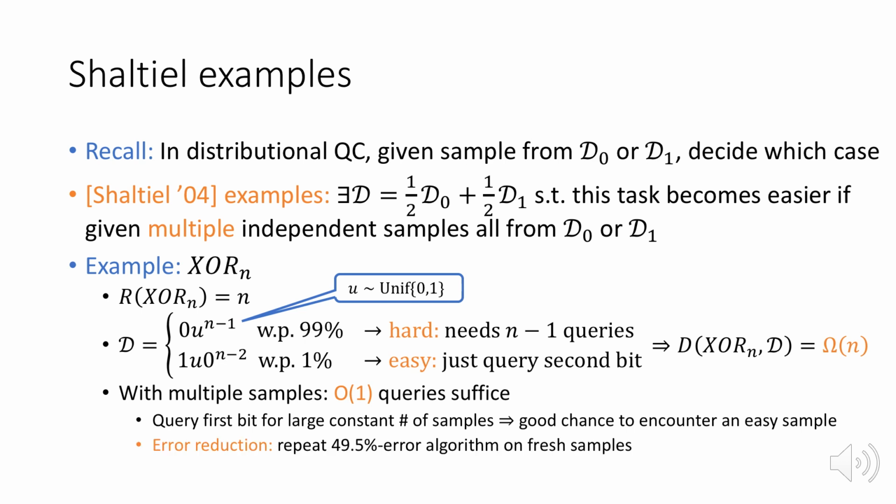Alternatively, we can also see this by an error reduction argument. For this distribution, we have a simple algorithm with 49.5% error in a single sample setting that only queries the first 2 bits. We can then amplify the success probability to 2/3 by repeating this algorithm on fresh samples and taking the majority answer. This is a trick that only works in the multiple sample setting.